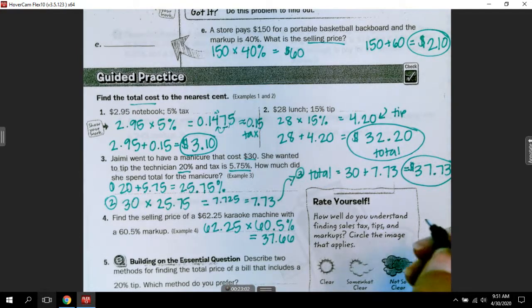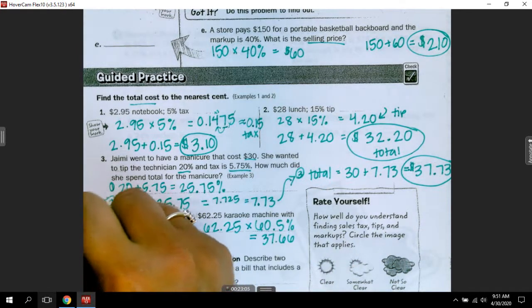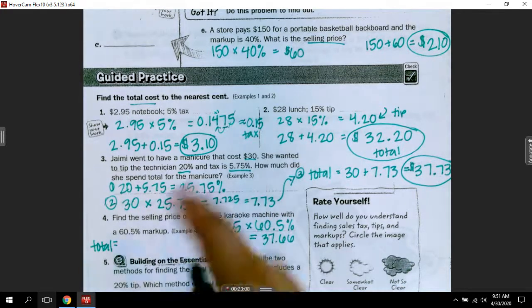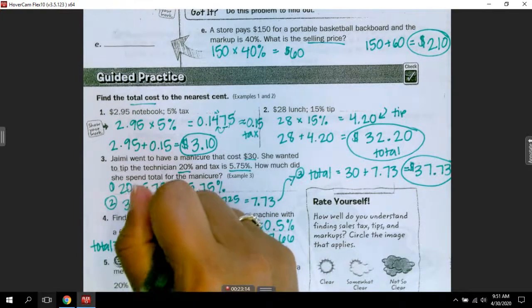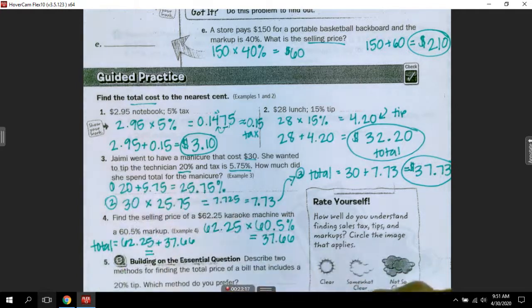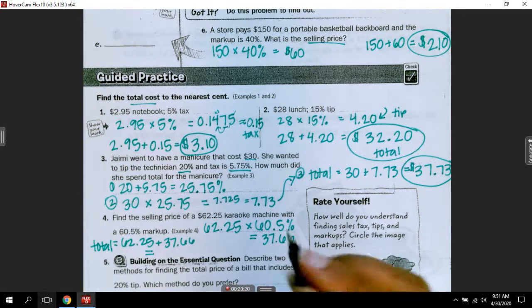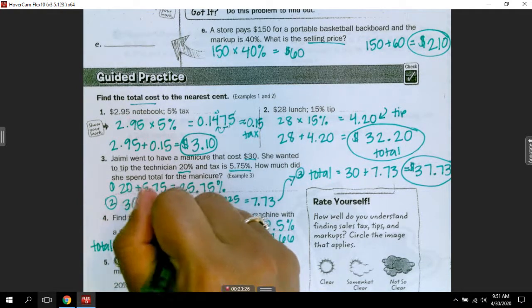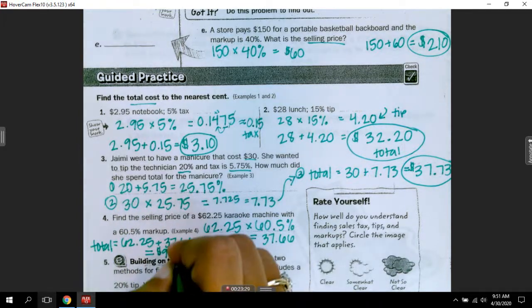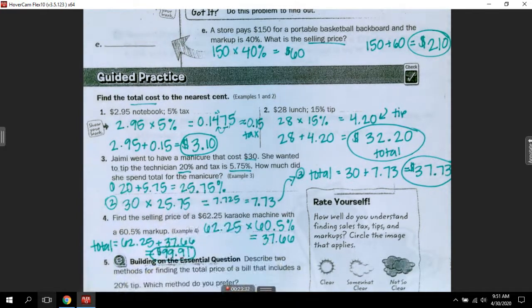So remember, that's your markup. So then your total cost is the cost, just $62.25, plus the markup, which was $37.66. Which means you are paying $99.91. So that is the selling price. Okay, so Walmart bought it for $62.25. They marked it up $37.66. So then that means the selling price on that is $99.91.